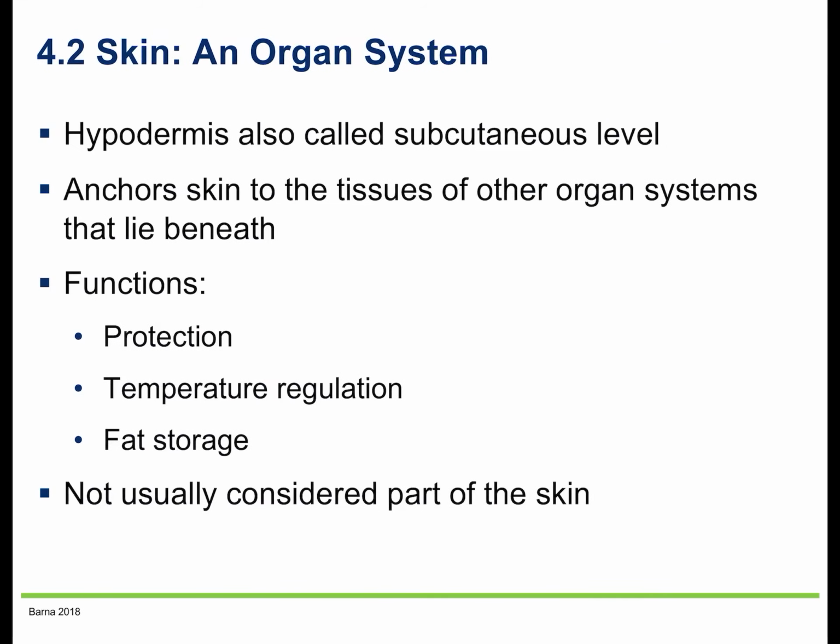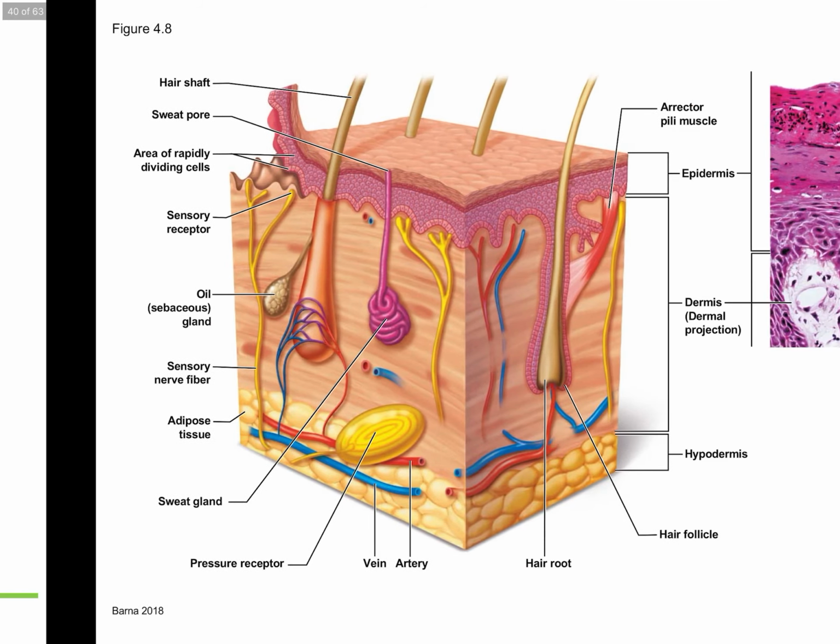Below the dermis is going to be the hypodermis, also called the subcutaneous layer. This is going to anchor your skin to muscles or other tissues underneath it. Most of the time it's muscle that's found underneath it. It has a lot of fat in it, so it can be very much involved with temperature and fat storage, also providing protection. Like I said, some books do not consider this part of the skin.